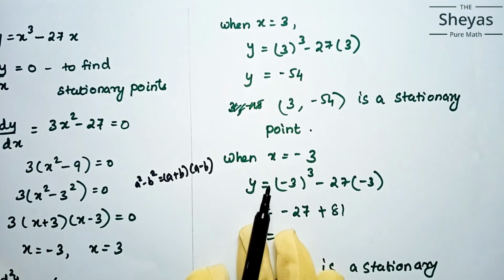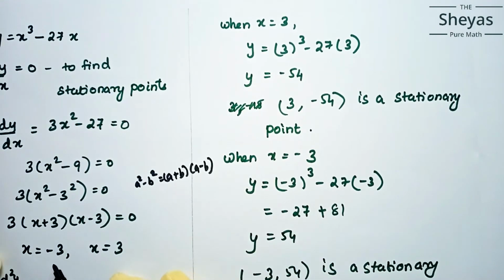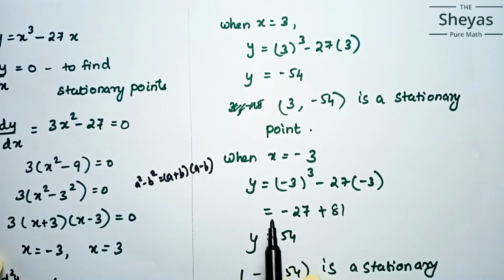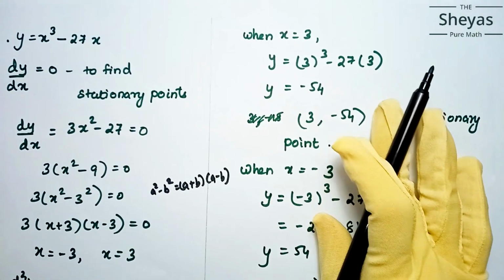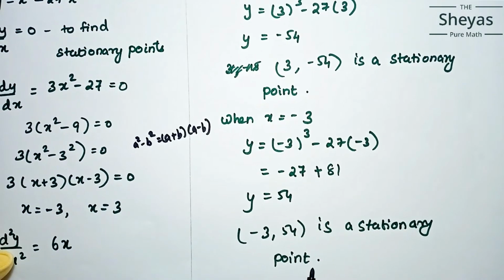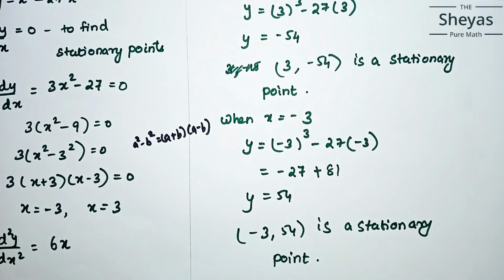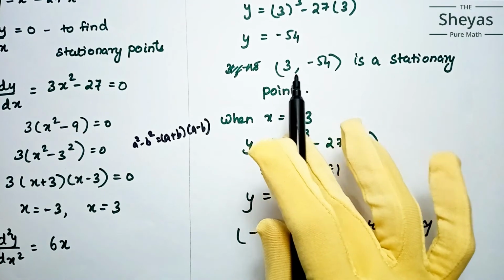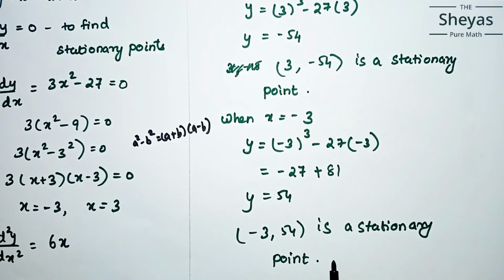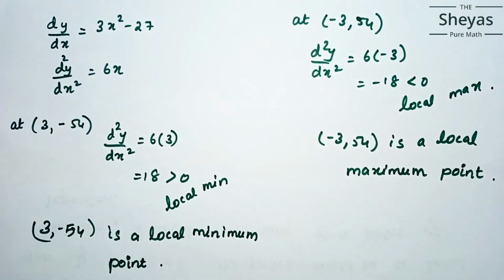And again, you have another point also. When x is equal to minus 3, you substitute in the function, so you will get y is equal to 54. So minus 3 comma 54 is a stationary point. So the stationary points obtained are 3 comma minus 54 and minus 3 comma 54. You have got two stationary points.